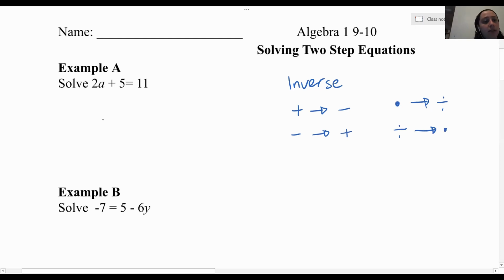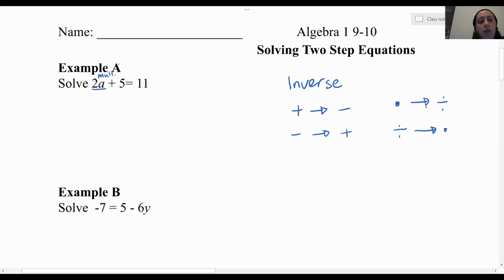So let's look at this equation here. Solve 2a plus 5 equals 11. So what operations do we have? We have plus and we have multiply here. When we have a number next to a variable, that means multiply.